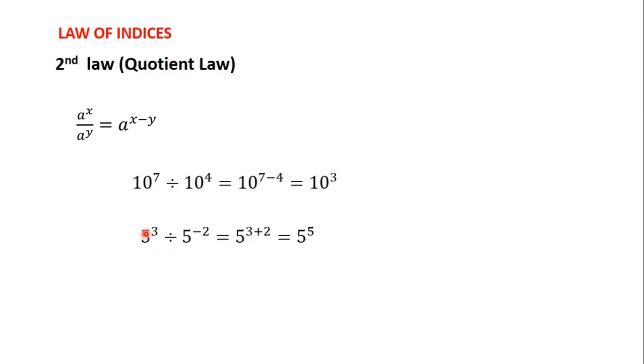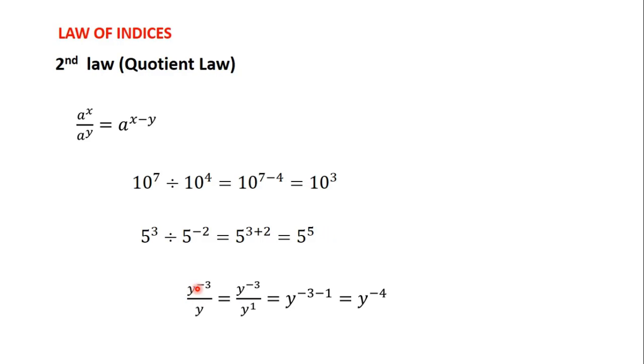If you have 5 exponent 3 divided by 5 exponent minus 2, it says that you write one of the bases, so 5, then you subtract the exponent of the denominator from the exponent of the numerator. So you have 3 minus minus 2. We know that 3 minus minus 2 from algebra is 3 plus 2. So this will give us 5 exponent 3 plus 2, which is 5 exponent 5.